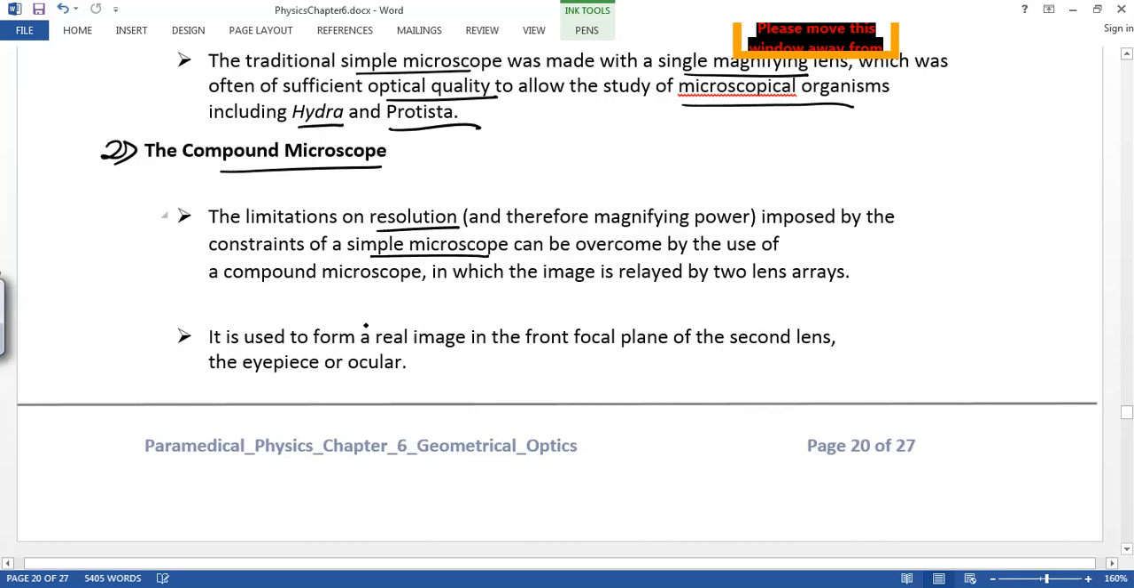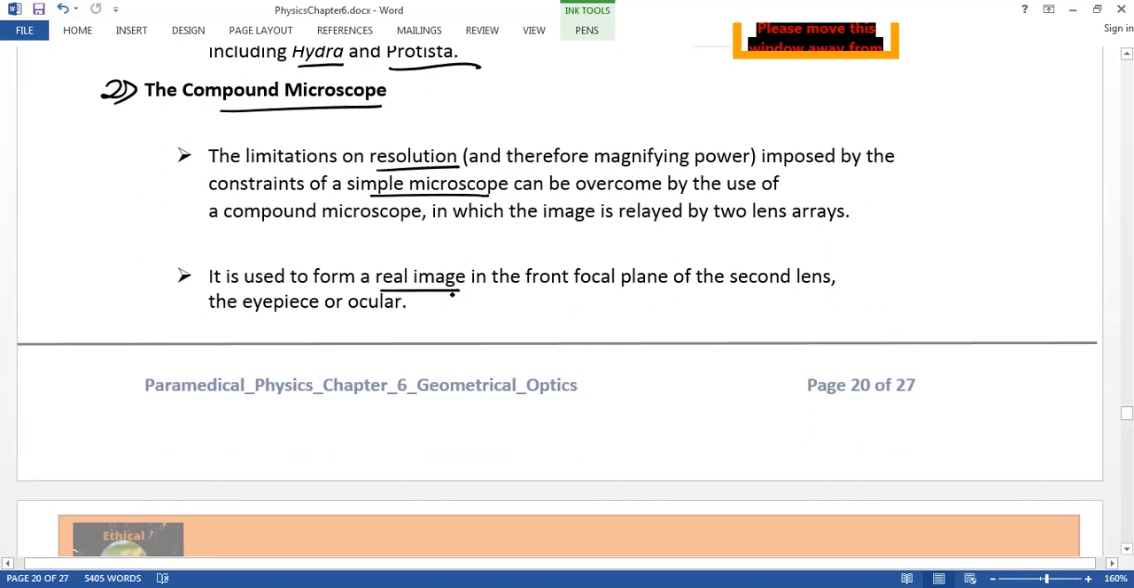Next, it can be used to form a real image. It is used to form the real image of the focal plane in the second lens, an eyepiece or ocular. So this is about the compound microscope. Let us move on to the next one.